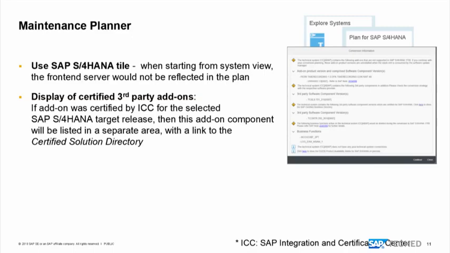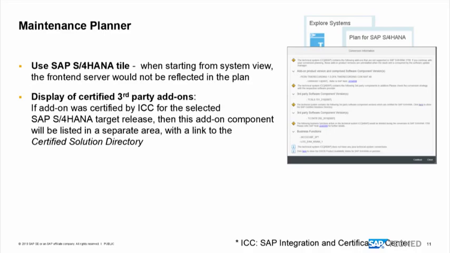The display for certified third-party add-ons is rather new functionality, out there for quite some weeks or months maybe already. You know that the maintenance planner is checking your source system, and add-ons are a crucial factor. Especially third-party add-ons are tricky because SAP and the maintenance planner do not know whether for third-party add-ons there is already a supported version for the target release like 1909.